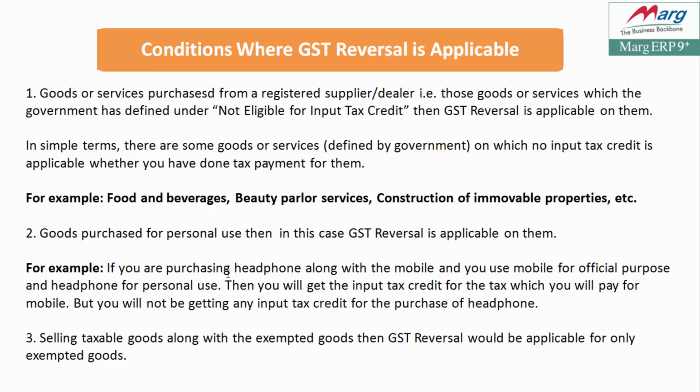In the second case, if you are purchasing goods for your personal use, then GST reversal is applicable on them. For example, if you are purchasing a headphone along with a mobile phone and you use the mobile for official purposes and the headphone for personal use, then you will get input tax credit for the tax you pay for the mobile. But you will not get any input tax credit for the purchase of the headphone.